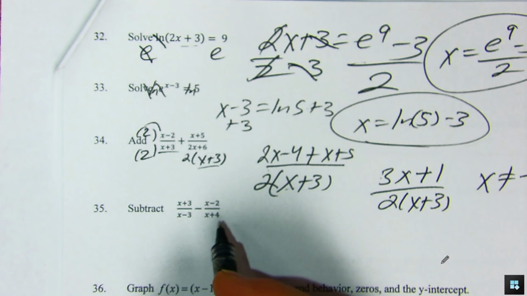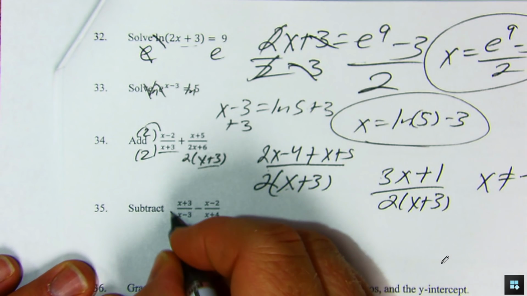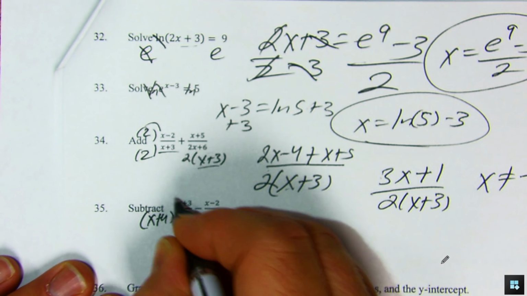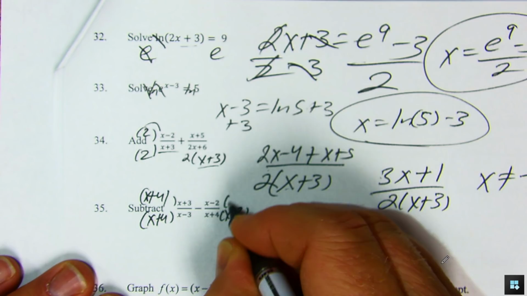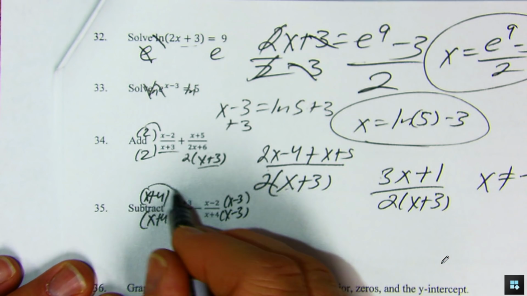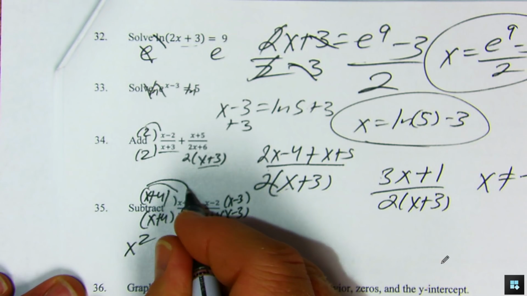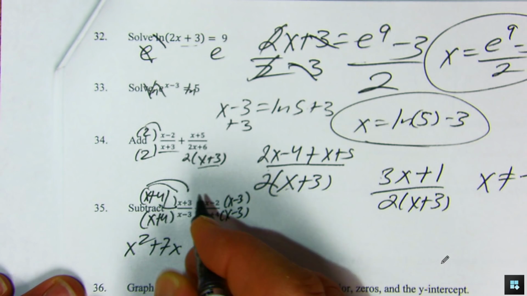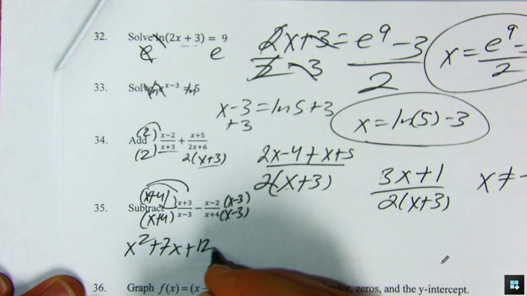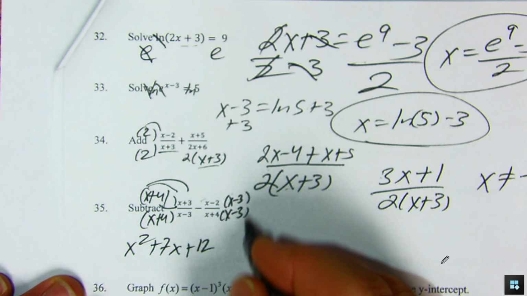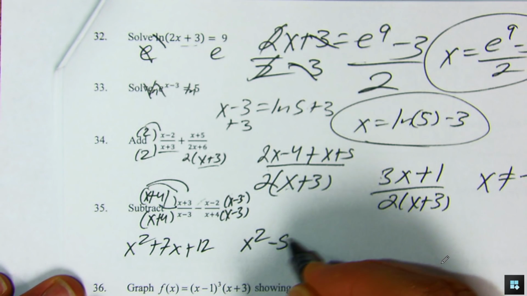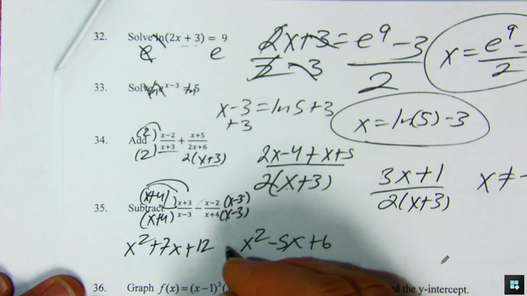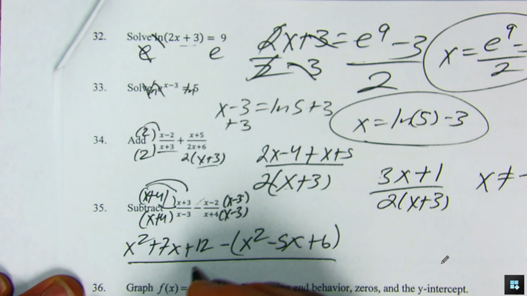Okay, subtract. These guys are not the same. Get them the same. Multiply this one by x plus 4. Multiply this one by x minus 3. So here I get x squared plus 3x plus 4x is a plus 7x plus 12. Distribute here: x squared minus 3x minus 2x is a minus 5x plus 6, and we're going to subtract that whole thing. It's all going to be over x plus 4, x minus 3.